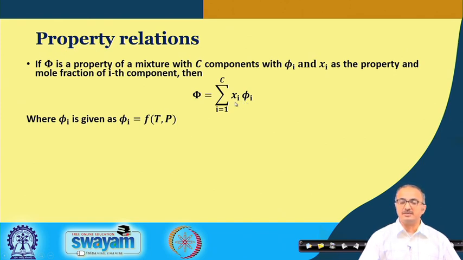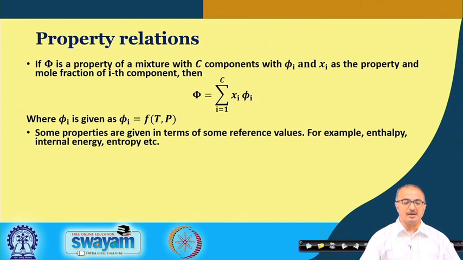So, what we are doing basically is summing up the product of the mole fraction and the particular property value for each of the components. That is how we are getting the overall property of the particular system, and here we find the overall property is now a function of the temperature, pressure and also the composition.